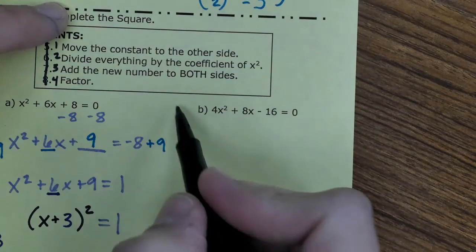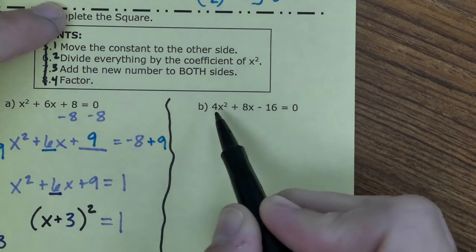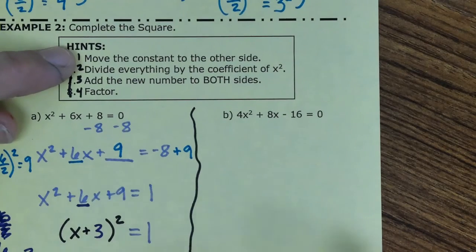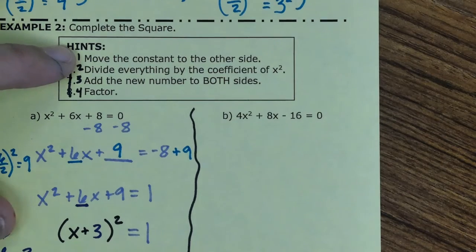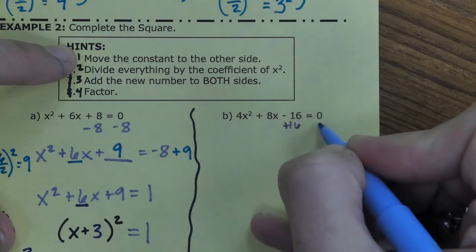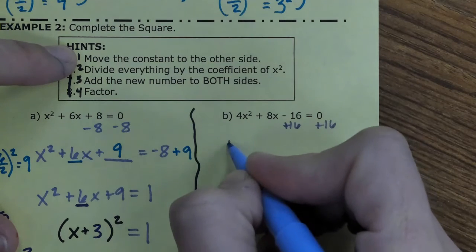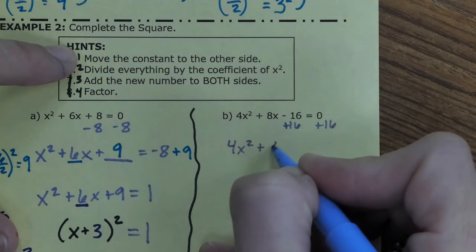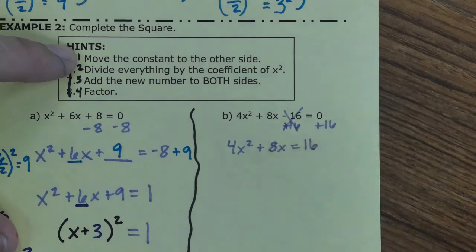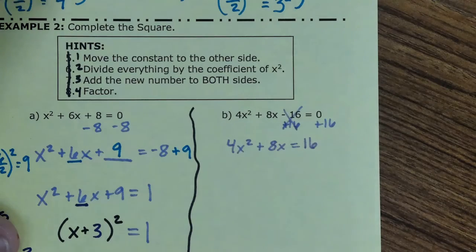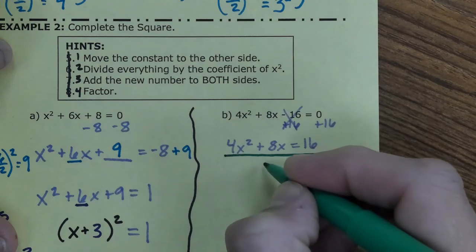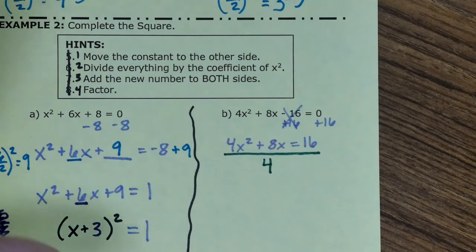The second example over here is going to have a coefficient in front of the x squared, but our first step is still to move the constant to the other side. So we have a minus 16, so now we're going to add 16 to both sides. So then we get 4x squared plus 8x. This is gone, so we set that equal to a positive 16. Now step 2, divide everything by the coefficient in front of x squared. So we're going to divide everything by 4.